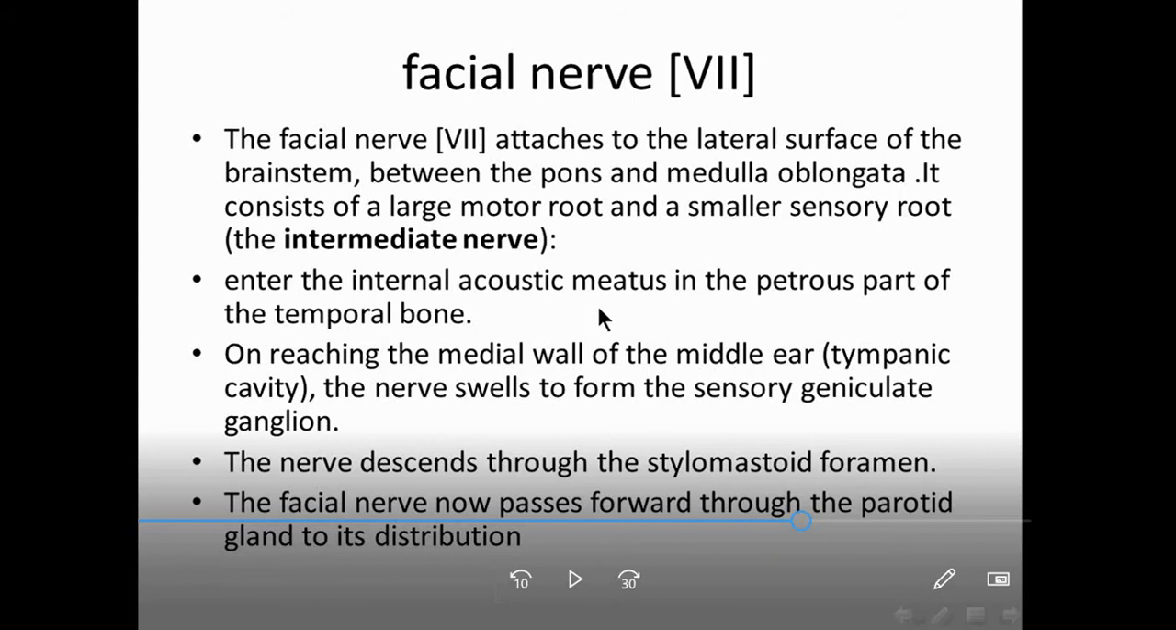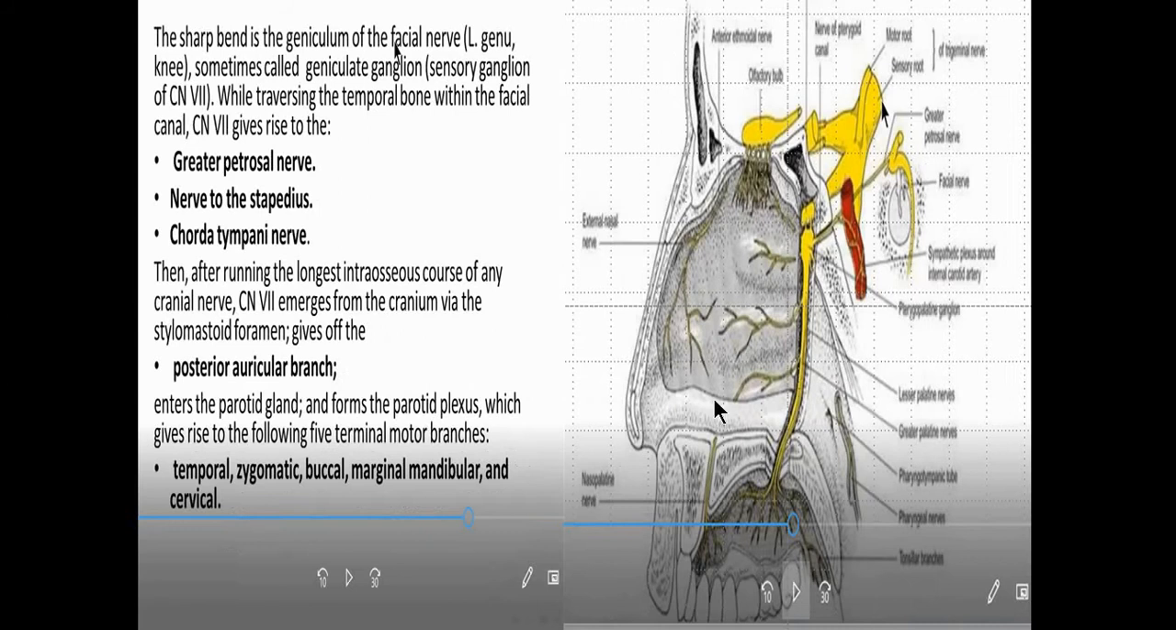On the medial wall of the tympanic cavity, the nerve swells to form a sensory geniculate ganglion. The nerve then descends through the stylomastoid foramen down to the neck. Then the facial nerve passes forward through the parotid gland to its terminal distribution, 5 branches.